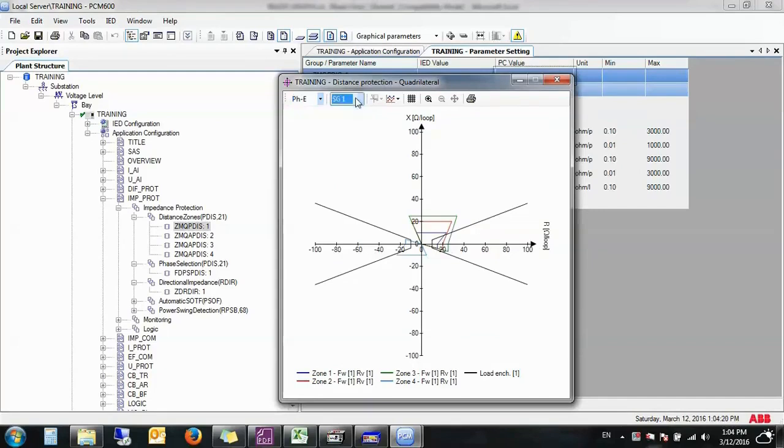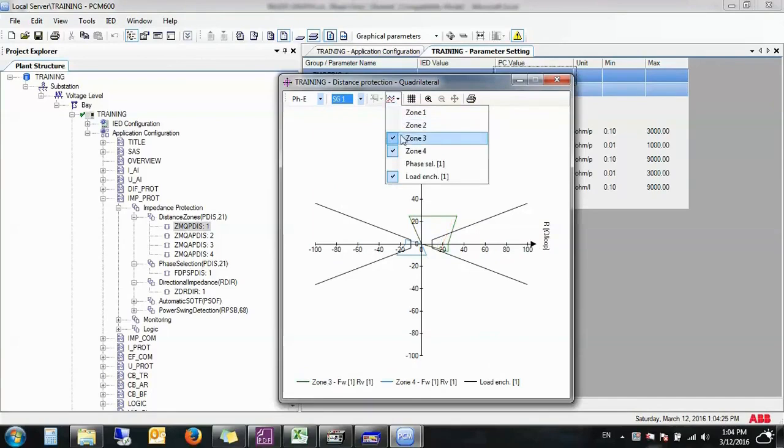It then asks you which zone you want to display. For instance, you want to see the effect of zone 1 or the effect of zone 2. Let's say, for example, we make it a secret zone with zone 2 or with zone 1.